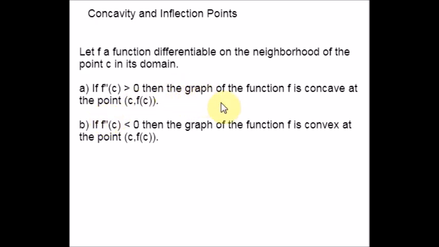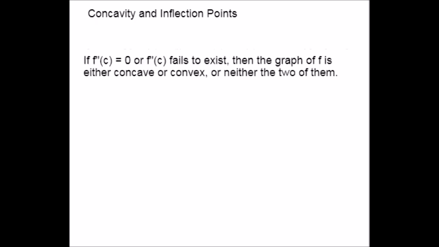Now let me give you the other definition. So far we discussed two cases, if the second derivative is greater than 0 and less than 0. Now let's consider the third case. If the second derivative of the function at the point c is equal to 0, or you can say that the second derivative fails to exist, then the graph of f is either concave or convex, or neither of them. Hope you are clear with this definition too?